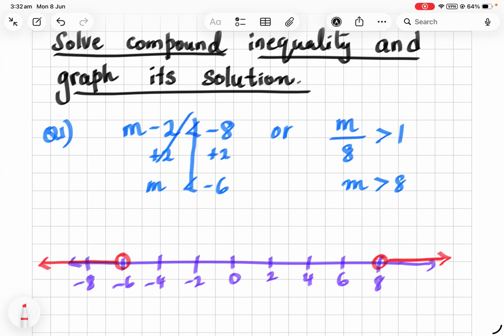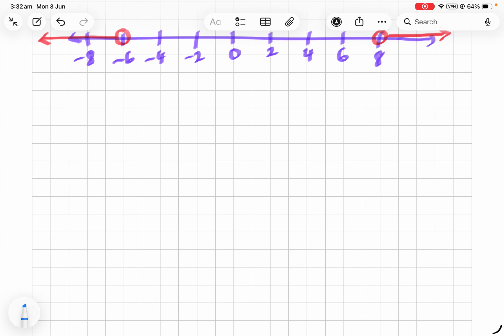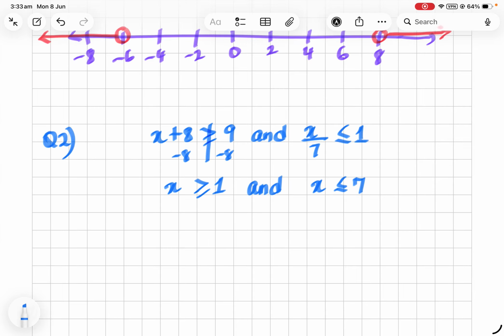Thanks guys, thanks for learning this concept. Now we can continue the lesson with some more examples. So let's say now you have another example: x plus 8 greater than or equal to 9 and x over 7 is less than or equal to 1. Now if you solve this like any other equation, this would be x is greater than or equal to 1 and x is less than or equal to 7, because you'd multiply by 7 on both sides, and that's what it would end up as.